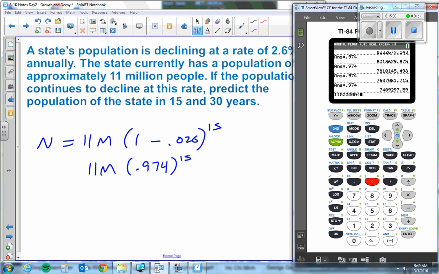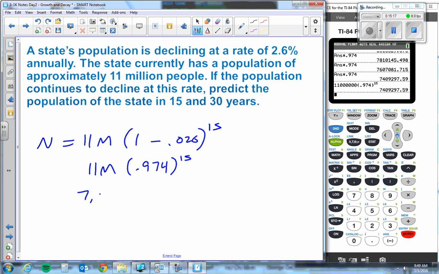Let's see, you can type in the 1 minus 0.026 or just type in the 0.974. Doesn't matter, same thing. The power of 15. And there you go. 7.4 million, roughly. So 7,409,297.6 what? What are the units?